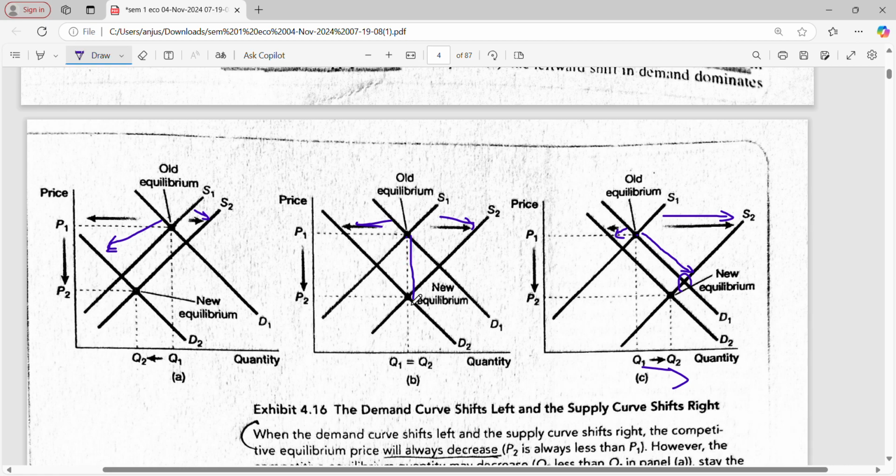So here. And when the demand is lesser than supply, that is when supply is more, the quantity increases, so the equilibrium point shifts rightwards. Okay, so here when the demand curve shifts left and the supply curve shifts right, the competitive equilibrium price will always decrease, but the competitive equilibrium quantity may move in either direction or stay the same.